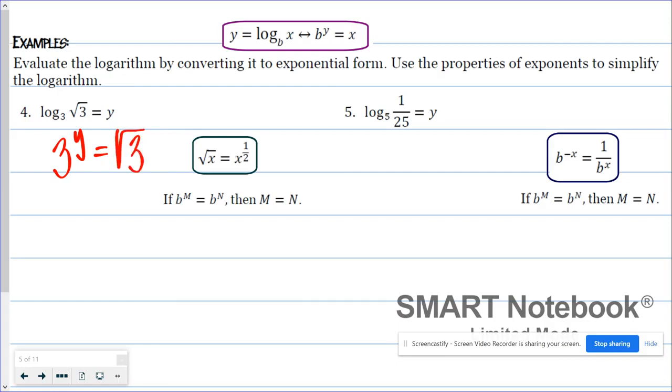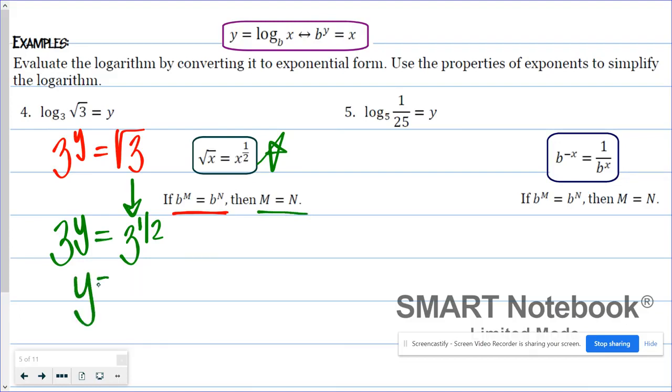equal to the square root of 3. Now remember, this is what I want. I want to get the bases to be the same, because if the bases are the same, then I can say my exponents are equal. I have this nifty little property that says the square root of x is equal to x to the 1/2 power, which means that the square root of 3 is the same as 3 to the 1/2 power. So then I have 3 to the y power is equal to 3 to the 1/2 power, and then m equals n, y equals 1/2. So get the bases to be the same, because then you can say the exponents are equal to one another.